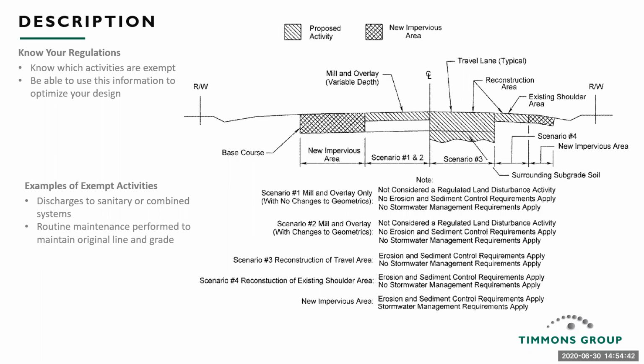And it's important to note that it can be the same project. You can have mill and overlay next to reconstruction, next to new pavement, and the new pavement will apply, and the other stuff won't. Same project, same road. Again, this is just a VDOT example for what they accept. So check the code of your project's jurisdiction to see how you can optimize your design with whatever regulations you're working with.